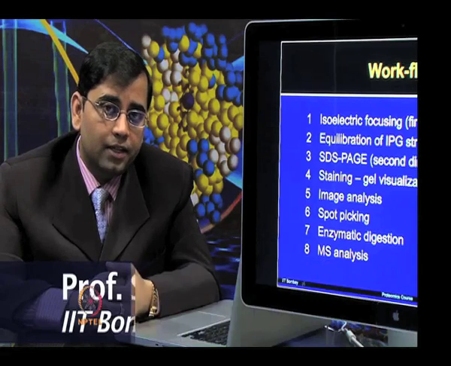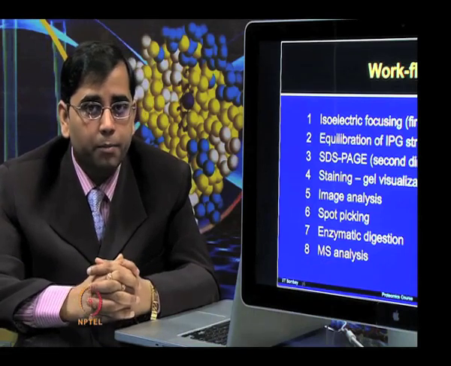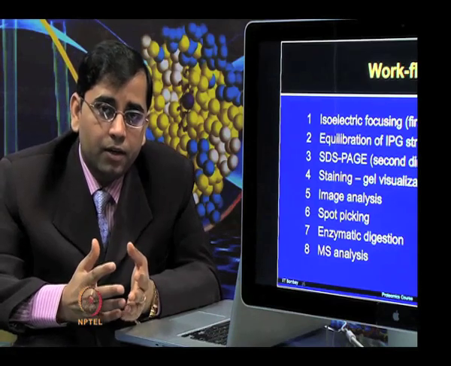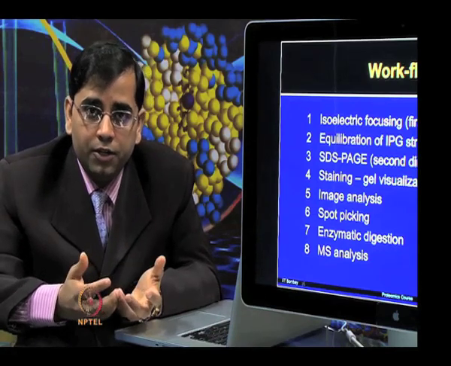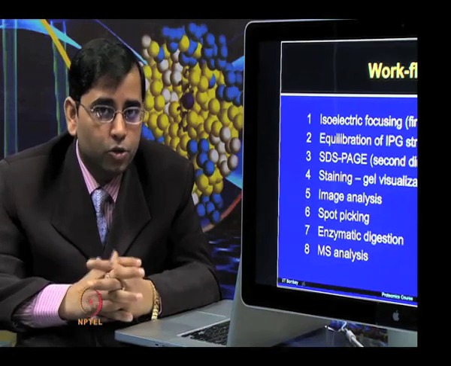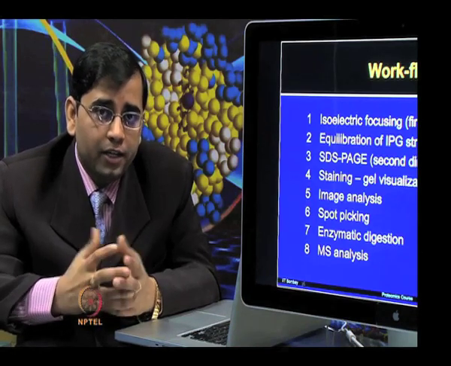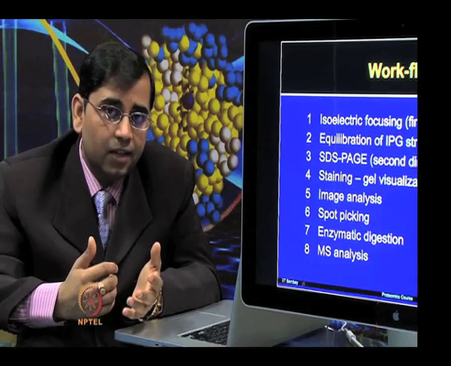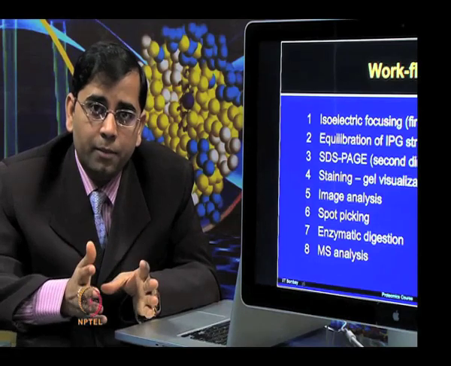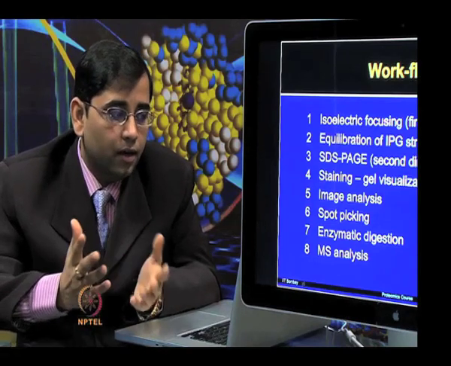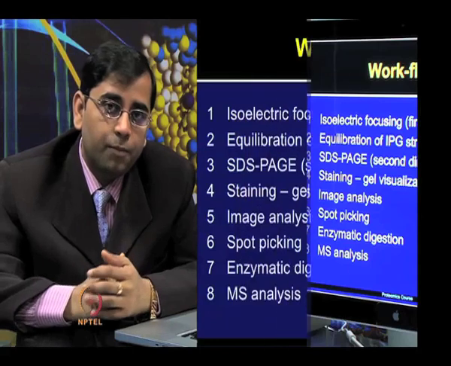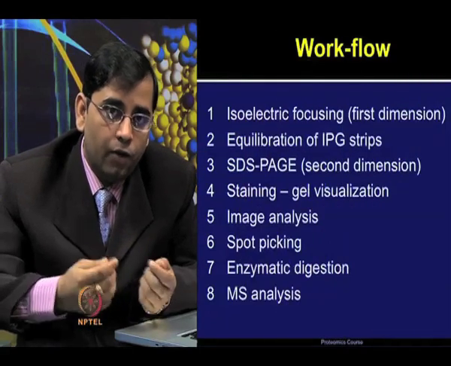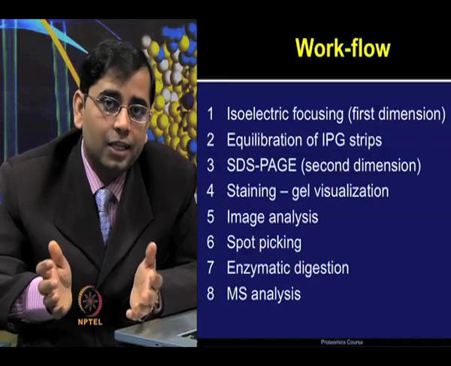Second step is equilibration of immobilized pH gradient strip. When you are running an SDS-PAGE gel, you make your protein denatured, you want to separate that based on the molecular weight, and you heat the samples, you apply different types of denaturant. Now, in this case, when you are doing 2DE, your first dimension separation has occurred on the IEF in the immobilized pH gradient strip. Now, you want to take these strips and apply that on an SDS-PAGE gel.